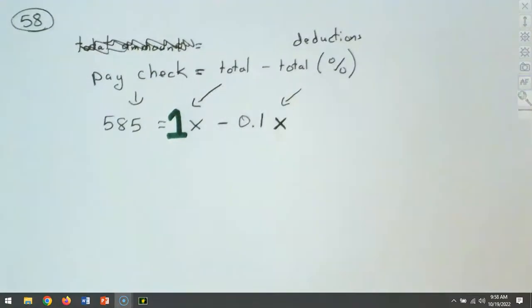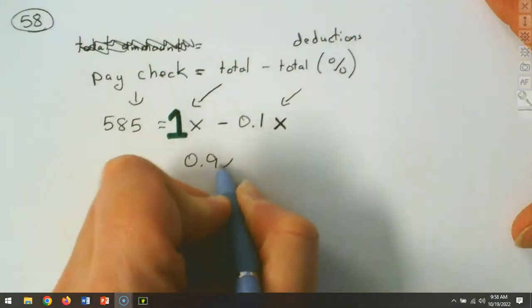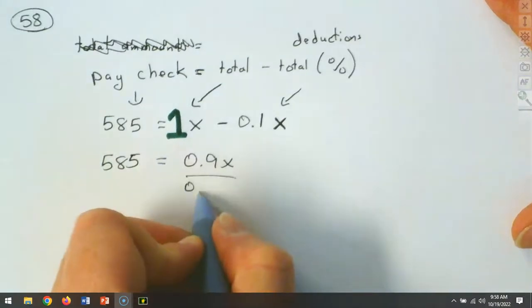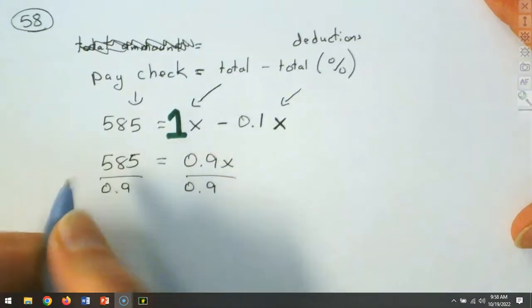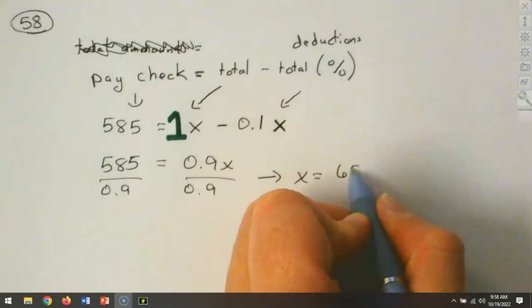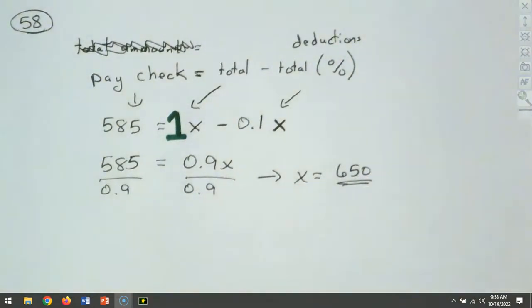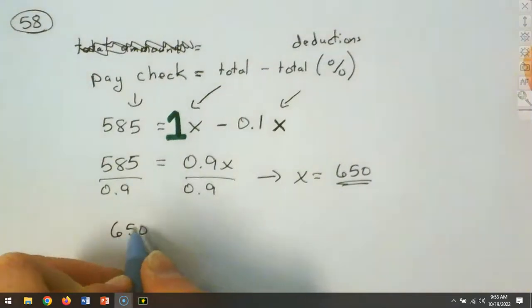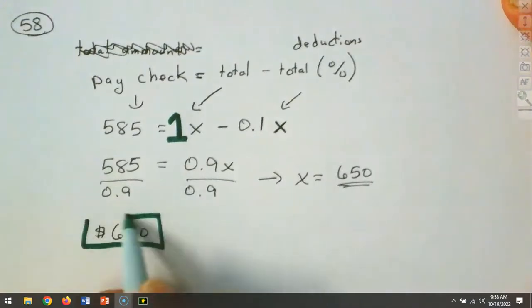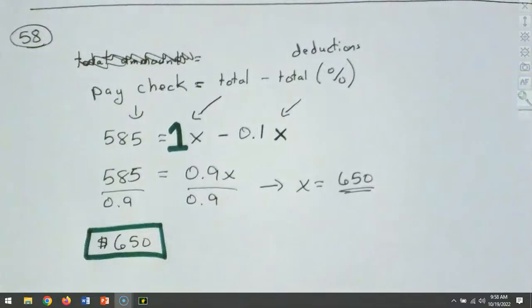This X, that's a 1X. And 1 minus 0.1, that's 0.9X. And that equals your 585. Okay. Divide by your 0.9. And what do we get X to now become? Okay, 585 divided by 0.9, we get 650. So that's how much I really made, but I only really saw 585, right? So I made 650, but I really only got 585.